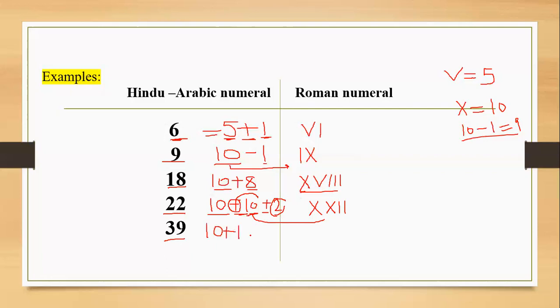For the 39, you have to break the number into 10s only: 10 plus 10 plus 10. This will give you 30, and plus 9. And you know very well, again we are adding the numbers, so you have to write the symbol on the right side only. For the 10, there are 3 tens, so we will write 3 X's.